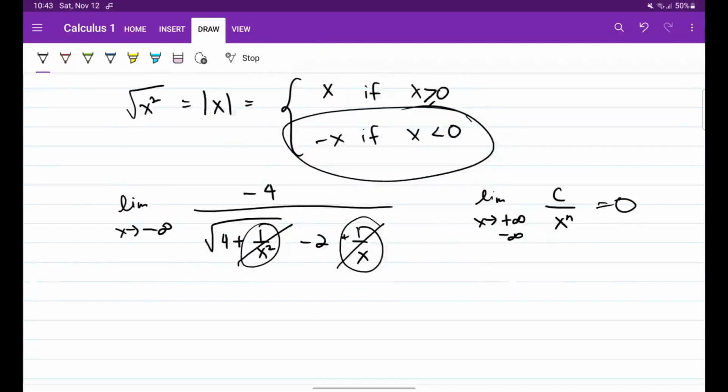What do we have here? We get the limit as x approaches negative infinity of negative 4 all over 0 minus. So negative over negative will be equal to positive infinity. So our answer is the same from our direct plug-in method and using this method. So that's our first example for limits at infinity. See you in the next video.